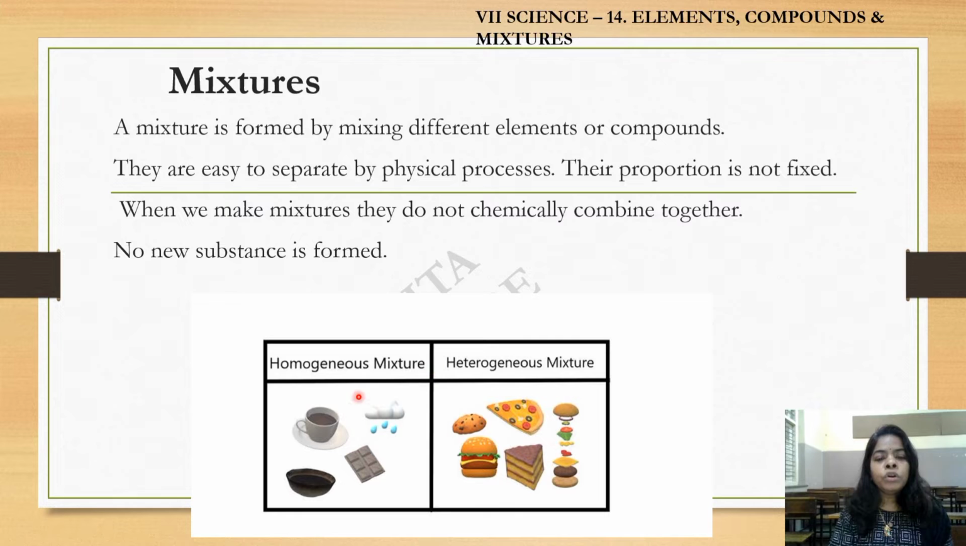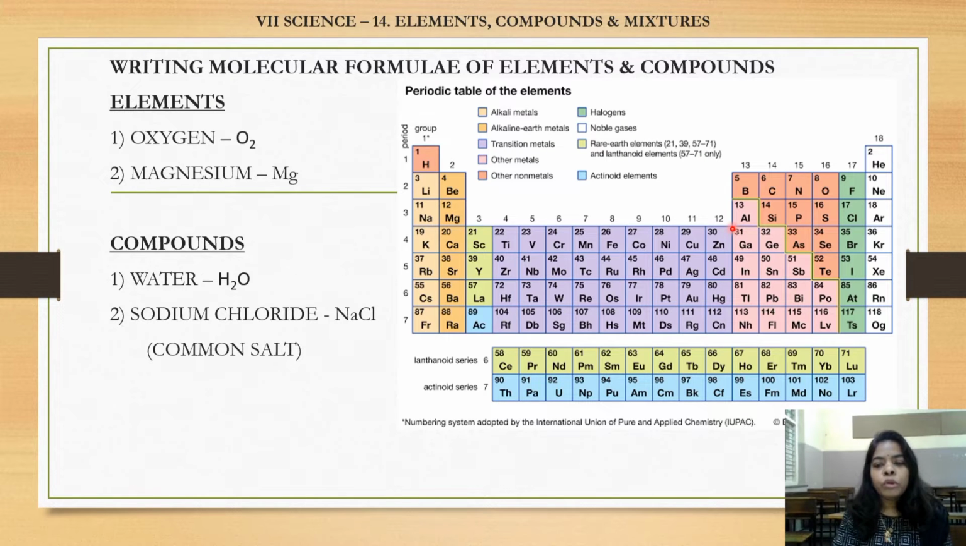Here I have shown two different types of mixtures, children. Homogeneous mixture and heterogeneous mixture. So now, how to write the molecular formula of elements and compounds. Oxygen is going to be written as O2 because oxygen is written by using the symbol O, and magnesium will be Mg because the symbol of magnesium is Mg.